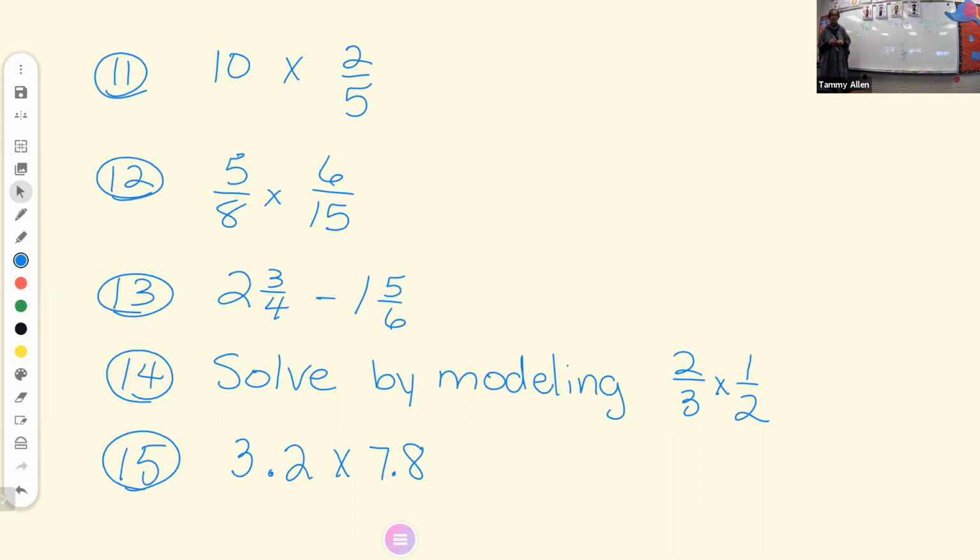Number 12. 5/8 multiplied by 6/15. They divided by 5 here. Then they divided by 2 here. Then they divided by 3 here. They ended up with 1/4. Any questions on that?